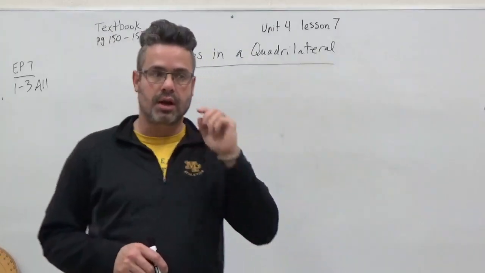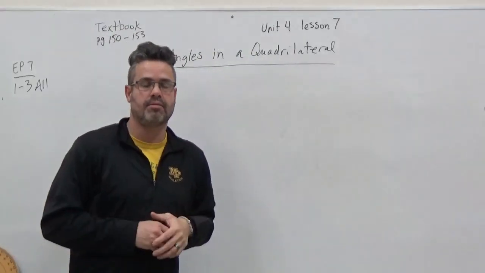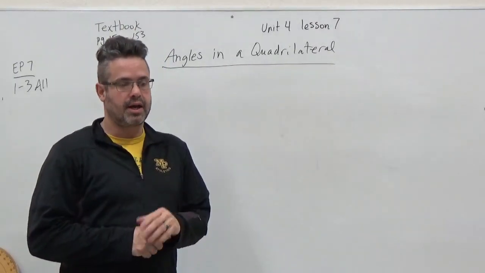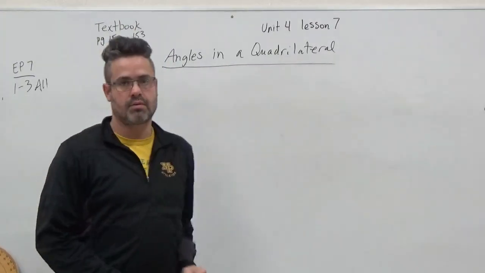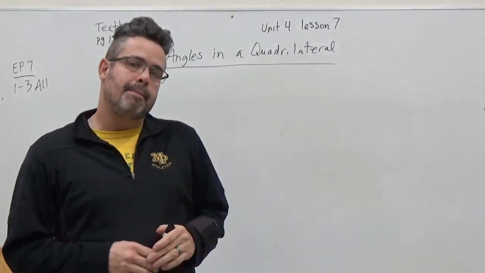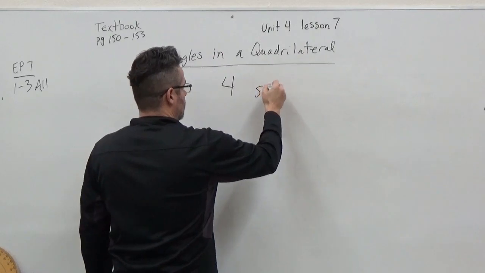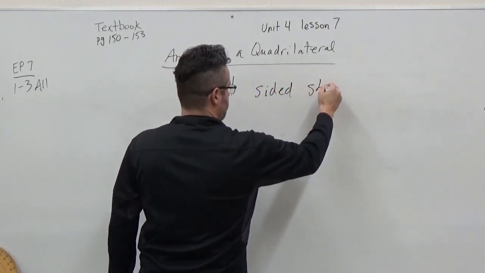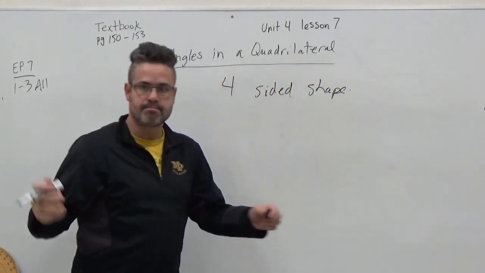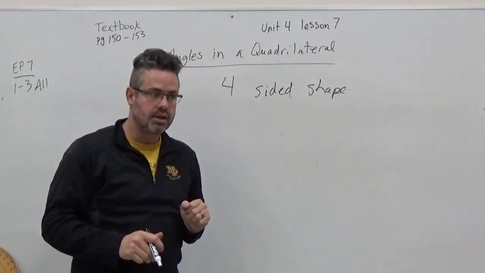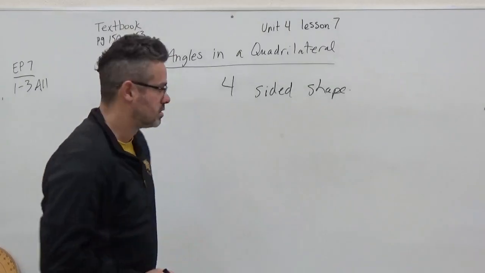Oof, that's a big word. Some of you may have never heard of that word before, so I'll try to simplify it as much as I can. I guarantee you have heard of some quadrilaterals when we touch on them. But basically a quadrilateral is any four-sided shape. Okay? So anything that has four sides, straight lines, and they're connected, it's enclosed.